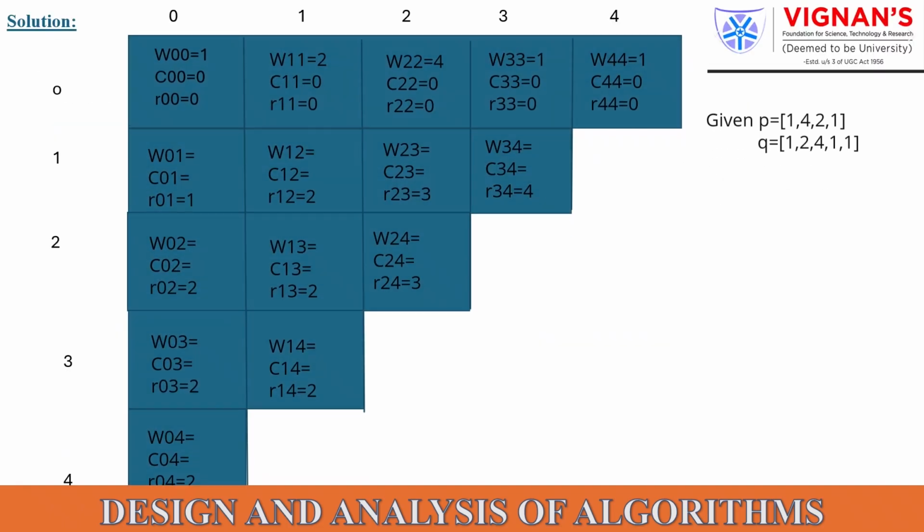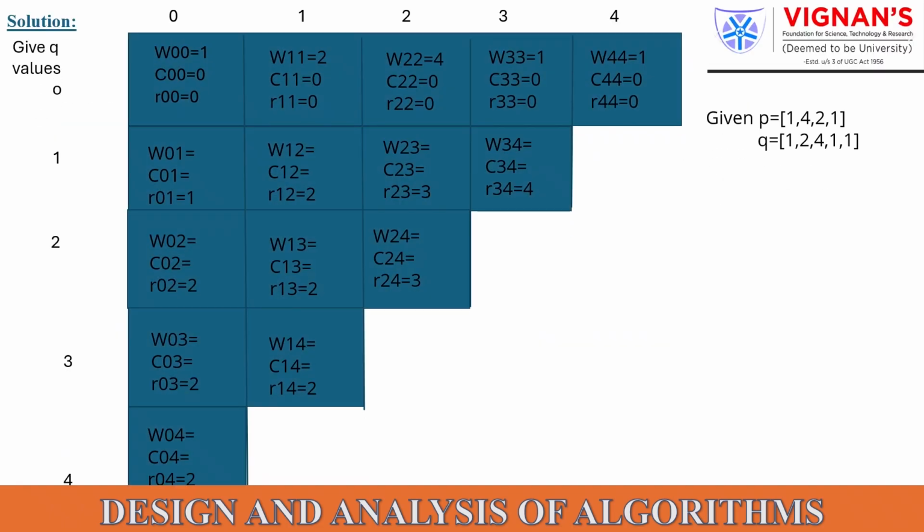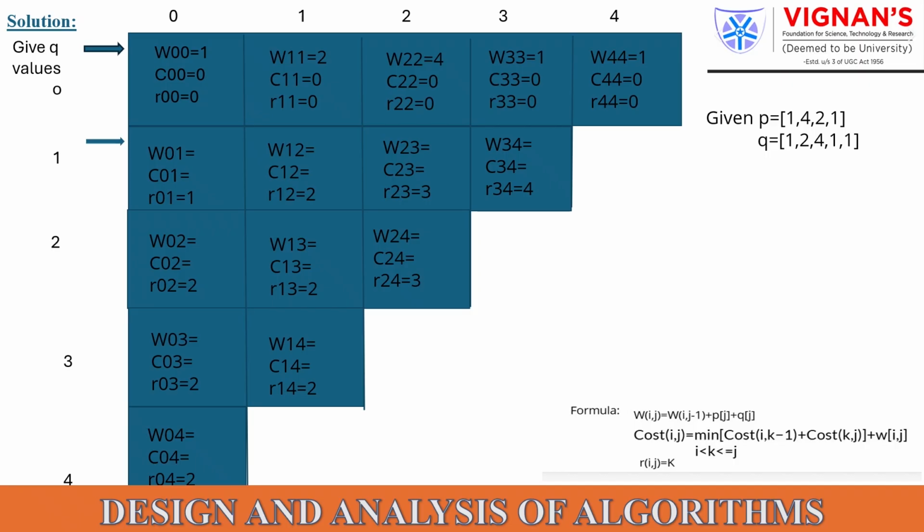Here we fill the OBST dynamic programming table diagonally. First, W of I is set using Q values and C of I is 0. Then for increasing lengths, W of I, J is computed using previous W values and P and Q. The cost C of I, J is calculated by trying all possible roots k, and the minimum root index is stored in R of I, J.